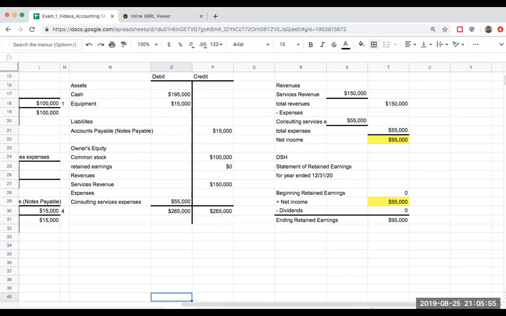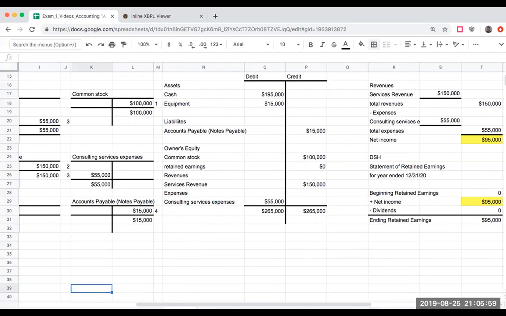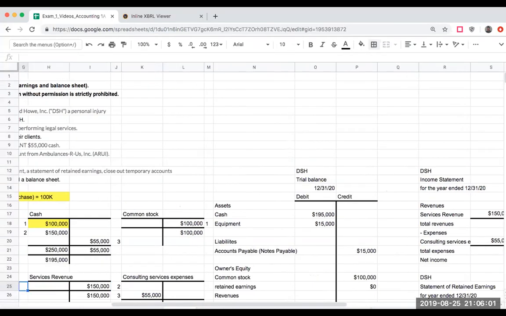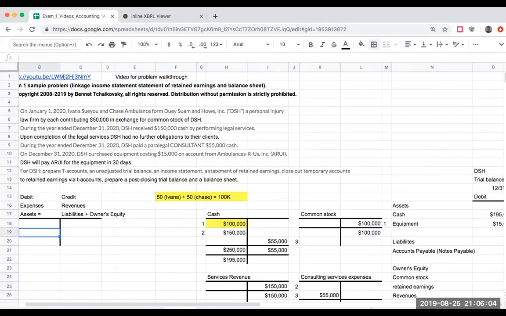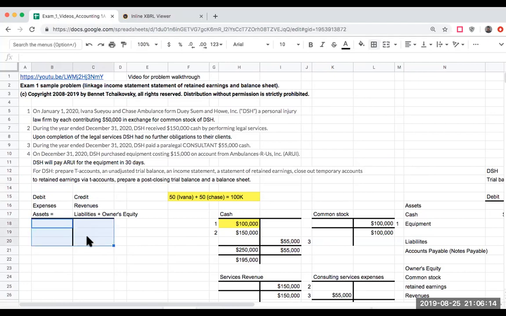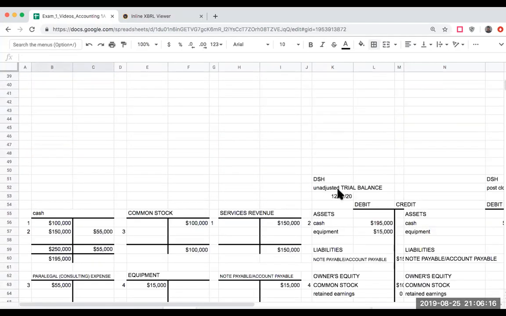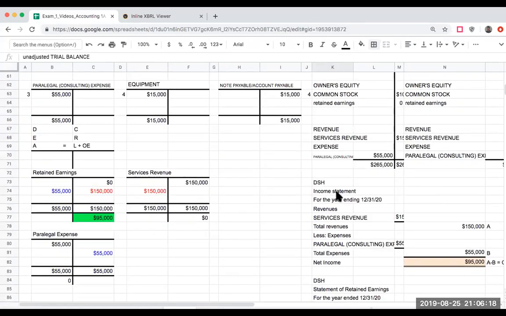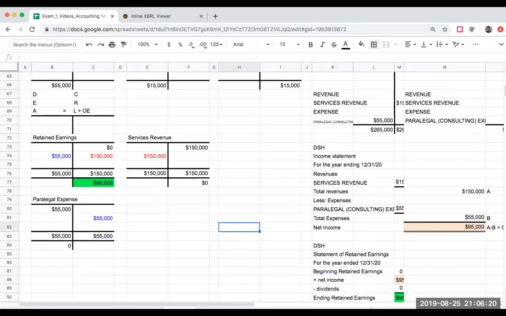Okay. So are there any questions on how I prepared the statement of retained earnings? No. Please ask. Great. Okay. So the next thing I have to do, and this is also really important, this is worth a lot of points on your test, is I have to close out the temporary accounts to retained earnings via T accounts. And what you'll see on your exam is a page that will essentially have over here.